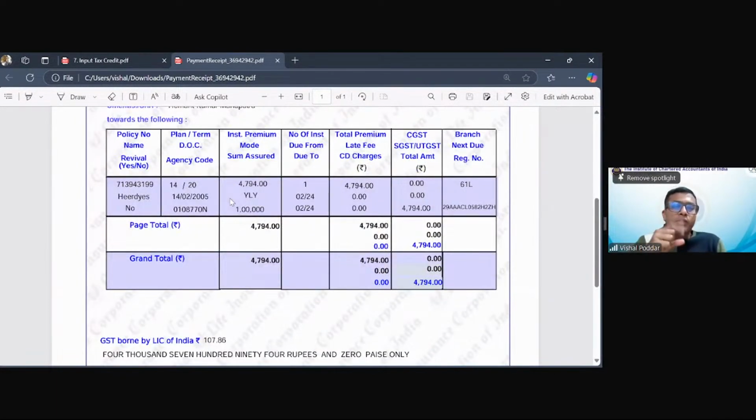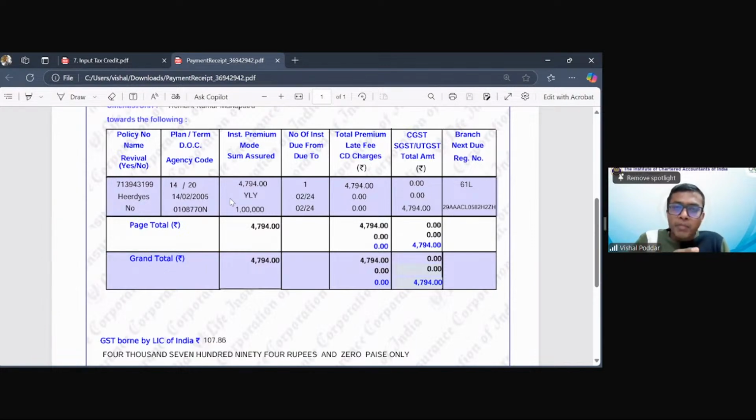Anybody remember what the valuation rule was? Let us cross-check if the amount of GST is coming correct. The valuation rule says that, okay, you are saying that we have to divide by 1.18? No, no. If you remember, this is life insurance, correct?